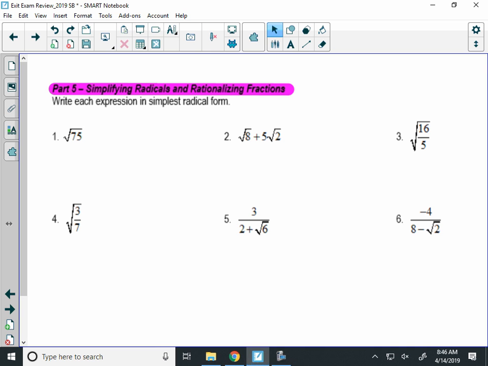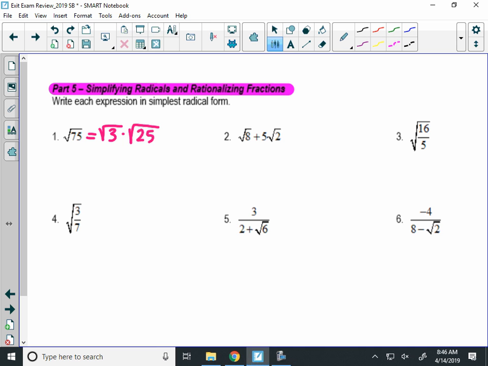Number 1, when you simplify radicals, you can use a factor tree. I prefer just to find the largest perfect square, the method of perfect squares that goes into 75. Well, the biggest perfect square that goes into 75 is going to be 25. And when you rewrite radical 75, that's radical 3 times radical 25, because 3 times 25 is 75.